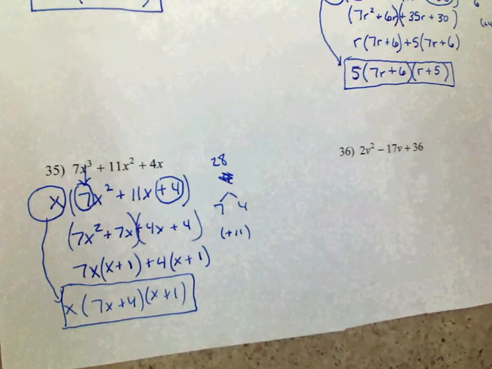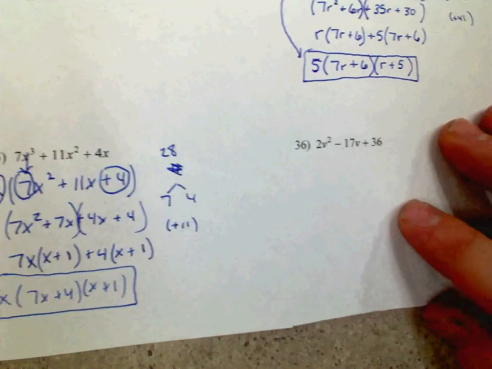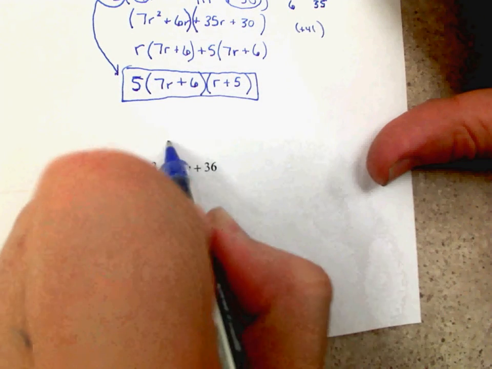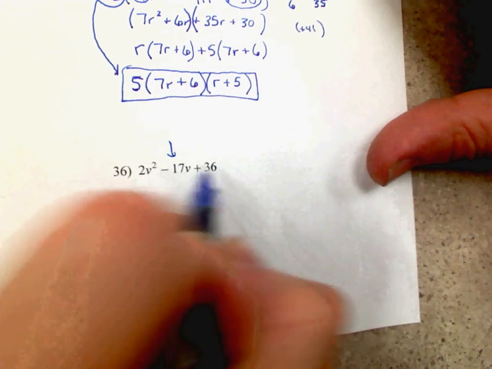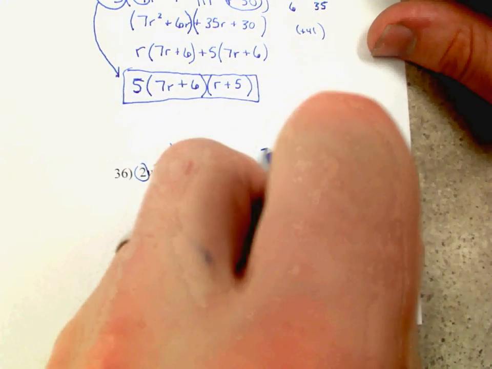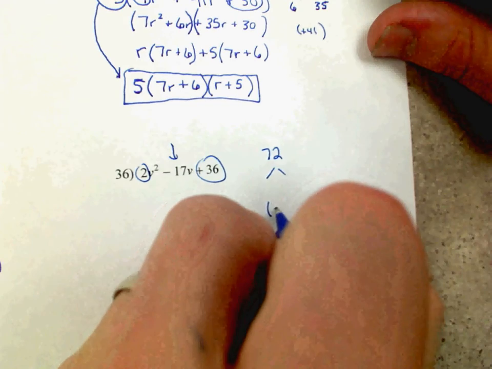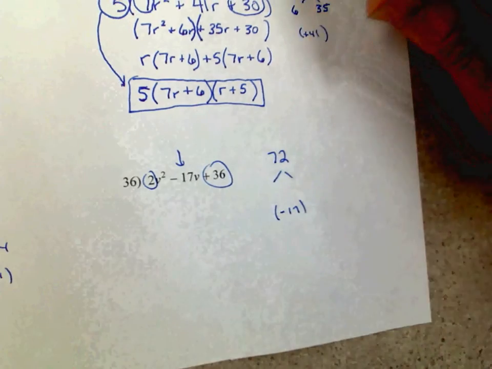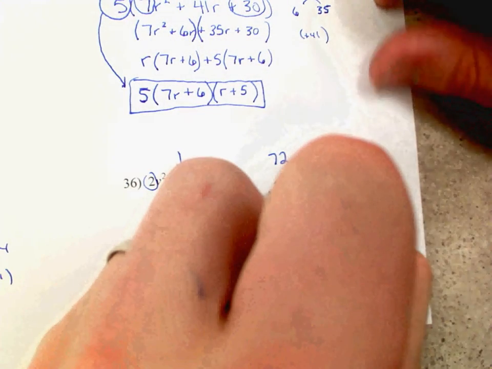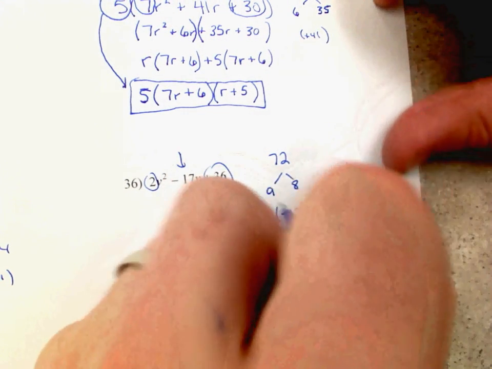Last one on this video, 36. They don't have a 2 in common because the 17 is odd, so it almost worked, but we can't divide by anything, so we just have to factor. 2 times 36 is 72. Has to add up to negative 17. How about 8 times 9? 9 times 8 is 72. But I need negative, so negative 9 and negative 8 would be negative 17.